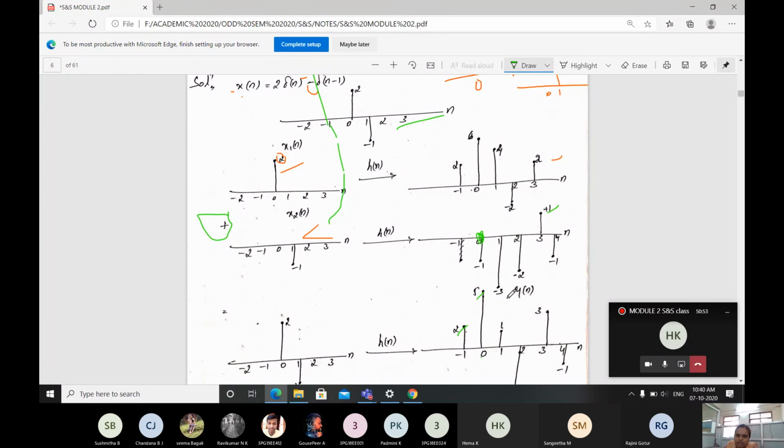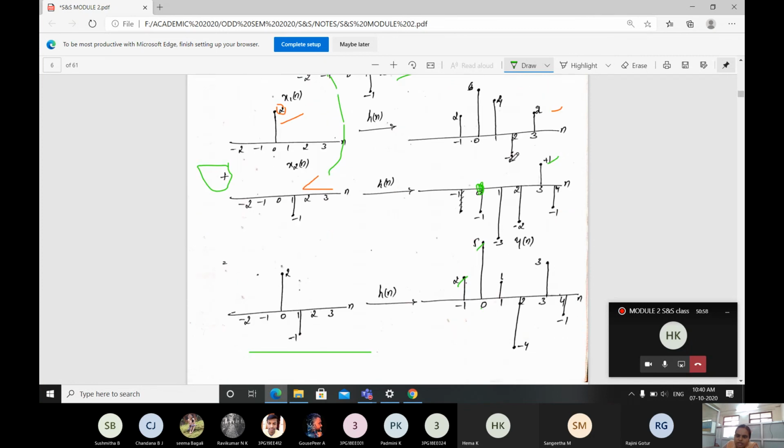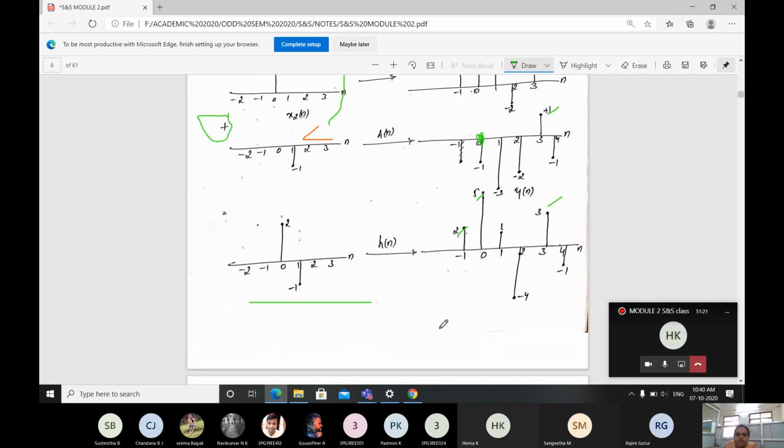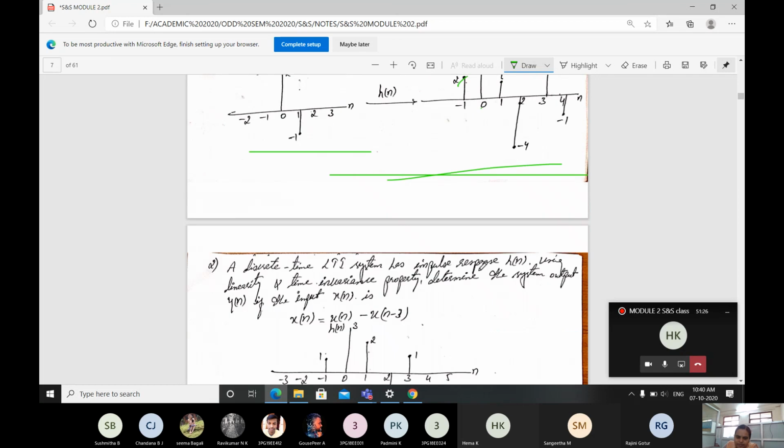If I add these two, you will be getting as one signal only. Then at 2, here is of minus 2 and here is of minus 2. If I add, means minus 4. Then at 3, here it is of 2 and at 3, here it is of 1. 2 plus 1, you will be getting as 3. Then at 4, here you don't have any signal. At 4, here you will be getting as minus 1. This is how the operation we have to perform for this given signal.